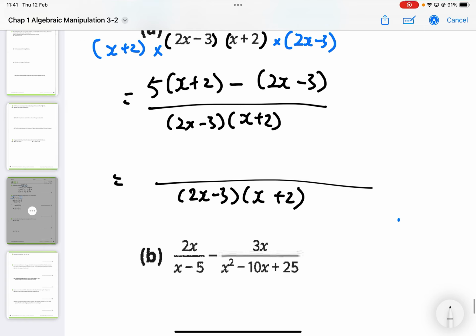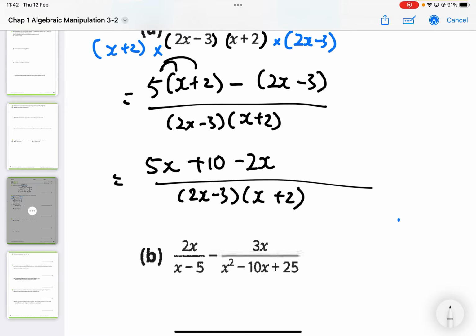Okay, look at the number and do your expansion. 5 times x, 5x. 5 times 2, 10. Then here, I should minus everything inside the bracket. So I must minus 2x. I must minus negative 3. Minus 2x is simple, minus 2x. Minus negative 3. When I minus the negative 3, it will change to plus.